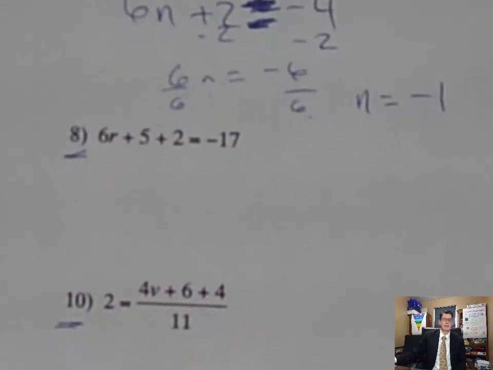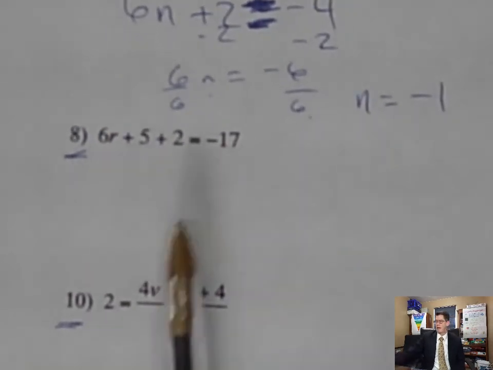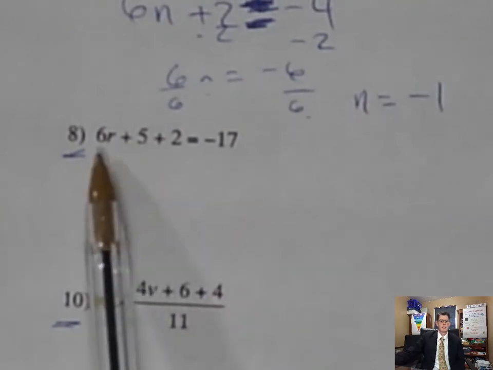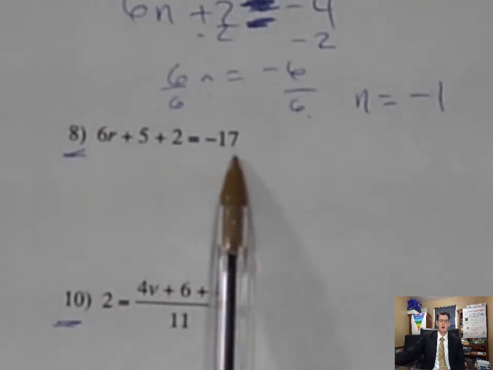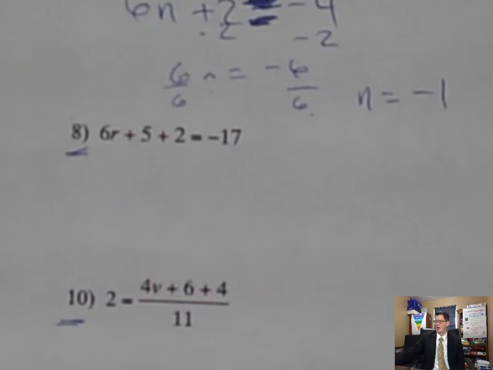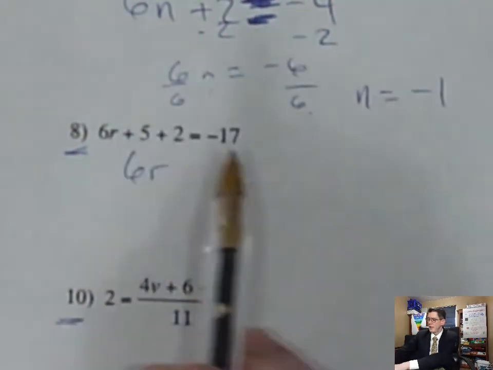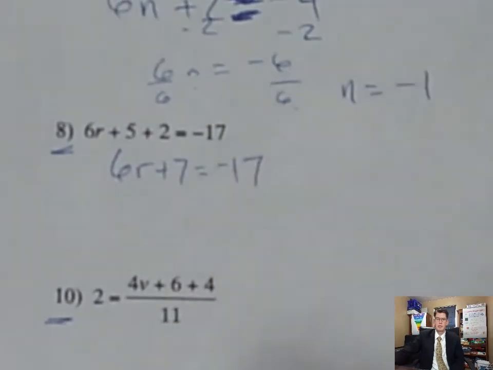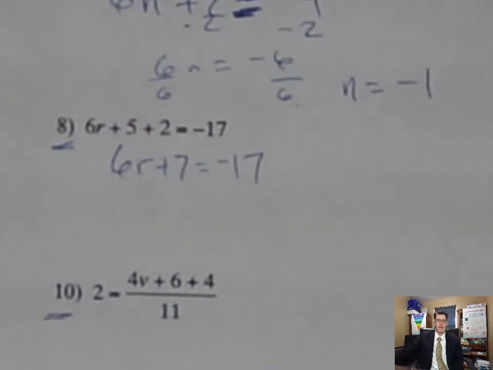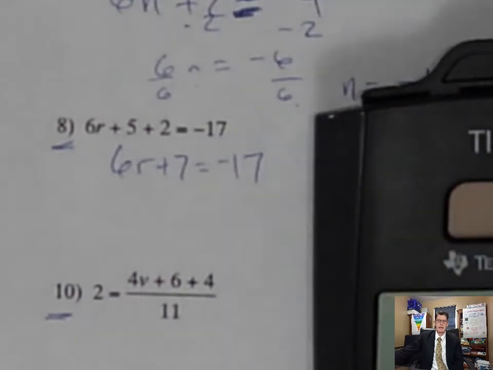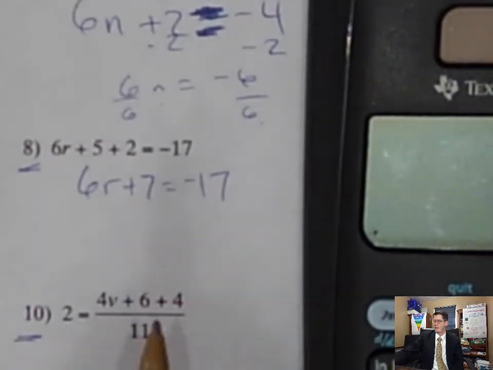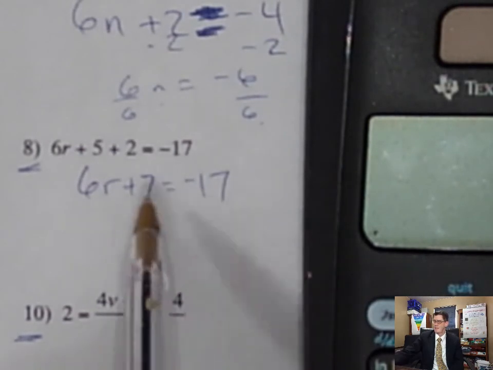Okay, number 8, same idea, but now it's the 5 and the 2 are combining to make it 7. 6 R's plus, there's no other R's, so it's just the 6R there. And then the 5 plus 2 is -17. Again, use a calculator if you like on any of these. But the more steps you write, the better chance you have of getting it right.